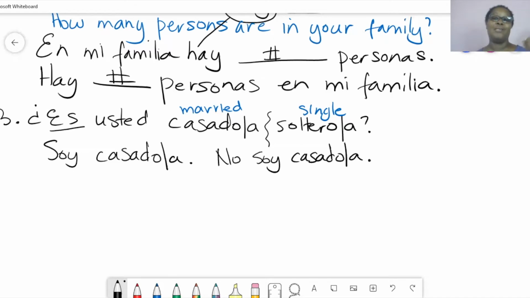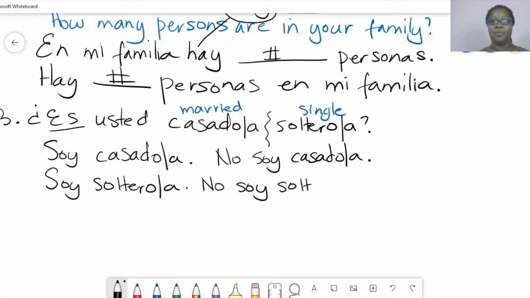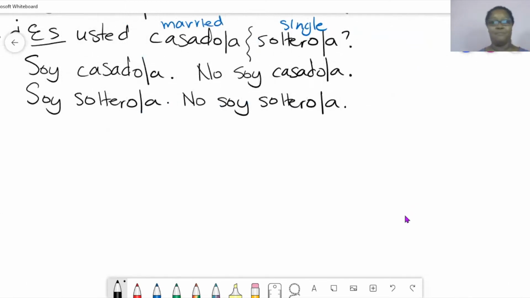Let's do it with the other one, right? Are you single? ¿Es usted soltero? ¿Es usted soltera? And you're going to say, I am single. Soy soltero. Soy soltera. It applies again. If you're not single, but you are asked if you're single, you're going to say, I am not single. No soy soltero. No soy soltera. I told you this category was going to be a breeze.